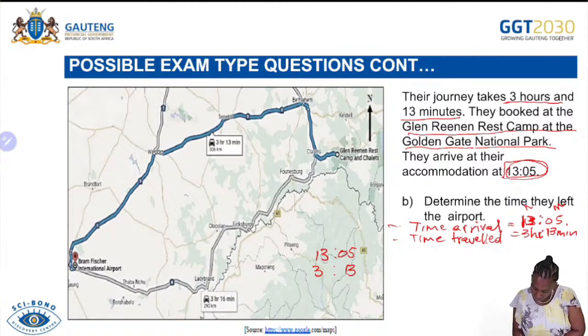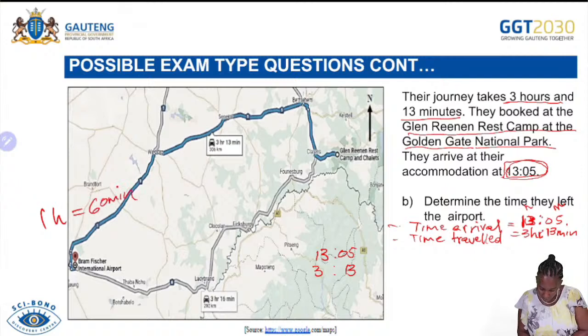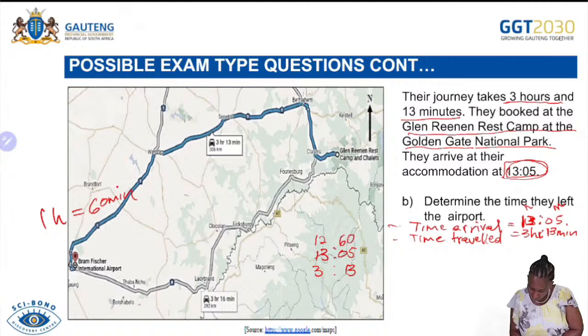Remember, here it's in hours, and we also know that 1 hour is equal to 60 minutes. We'll just borrow 1 hour here, and when we borrow 1 hour, we are left with 12, and when it gets to this side, it will be what? 60 minutes. So all in all, we now have 65.